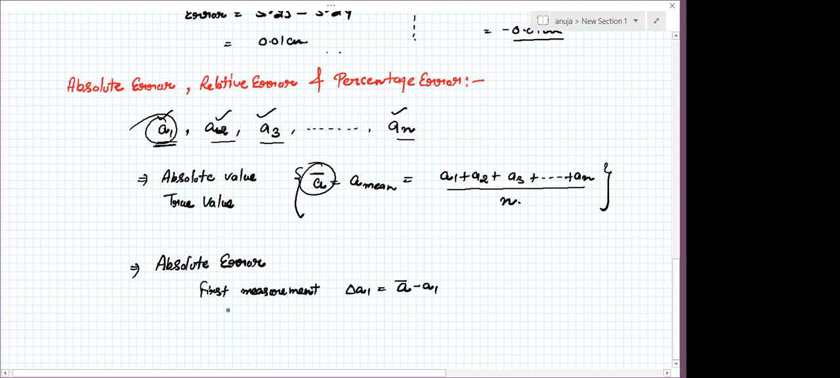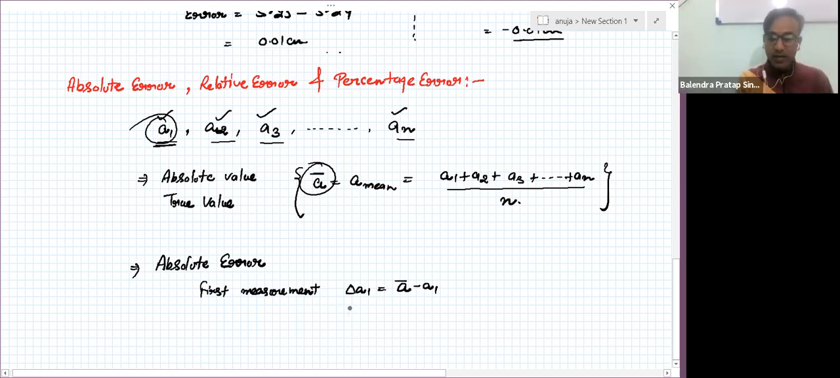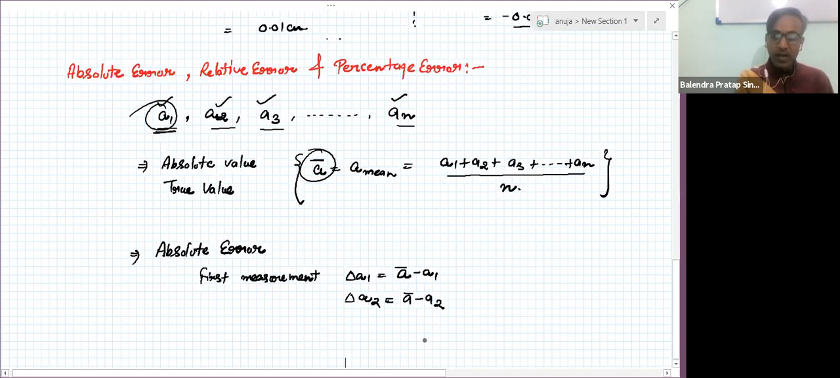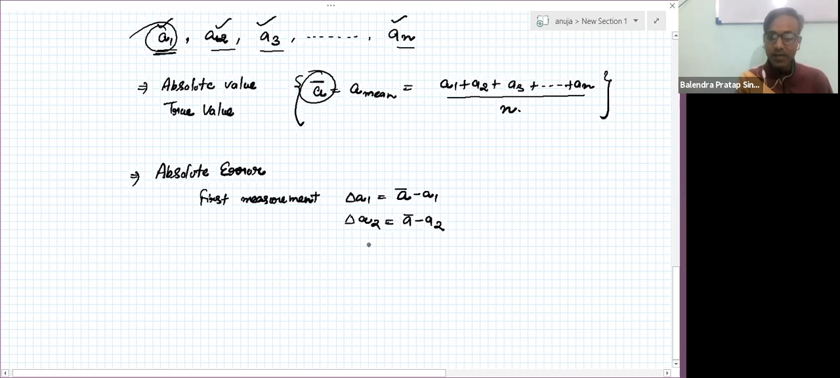Another, suppose in second measurement, the absolute error is A bar minus A2. Suppose in our third measurement, the third absolute error, delta A3, is A bar minus A3. And in each and every observation there is an absolute error. So in your nth observation, nth measured value, the absolute error is defined as A bar minus AN.